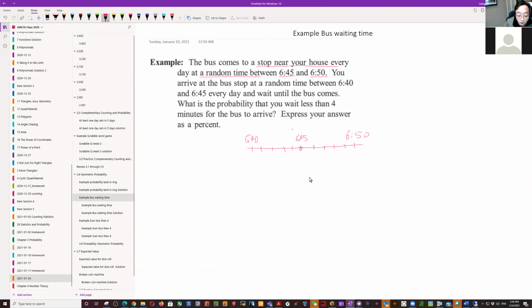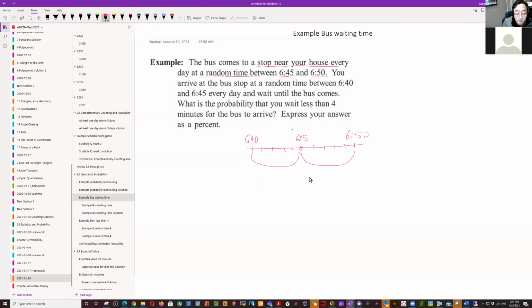So your arrival time at the bus station is going to be between 6:40 and 6:45. Then the bus's arrival time is between here and here. So you could wait as long as almost 10 minutes, or you can just catch the bus if you arrive really close to 6:45 and the bus happens to arrive at the same time. You almost waited 0 seconds. So it's going to look like that.